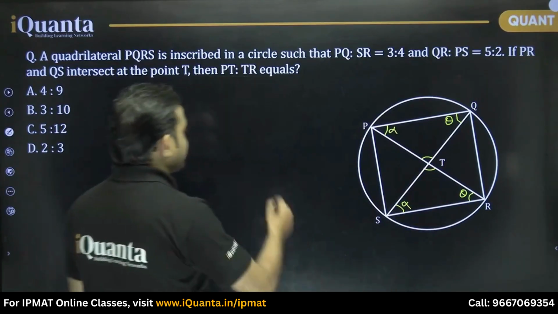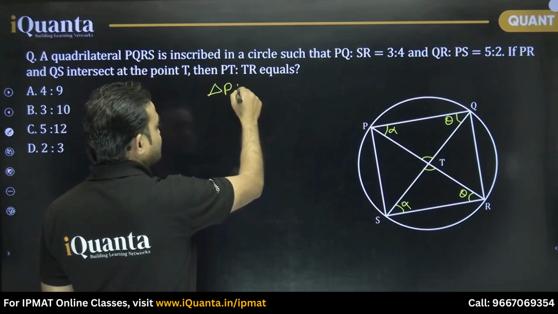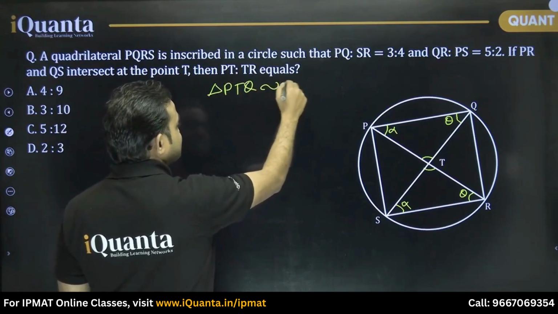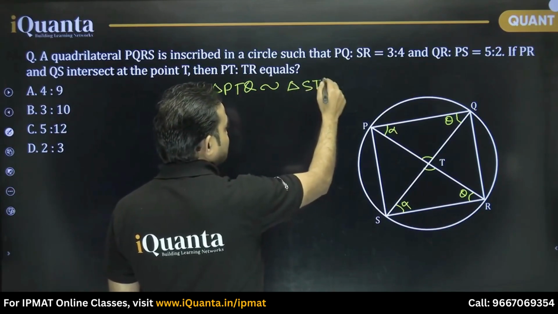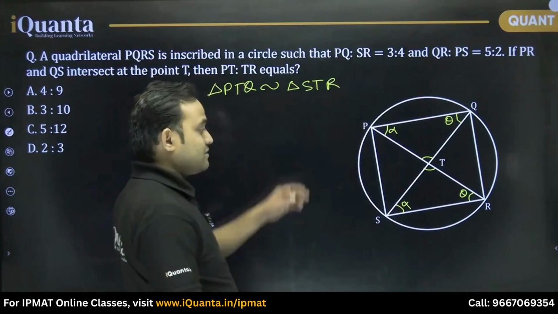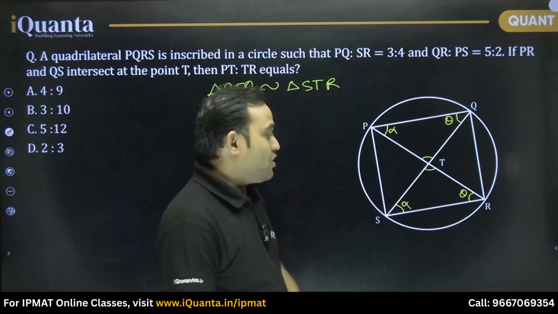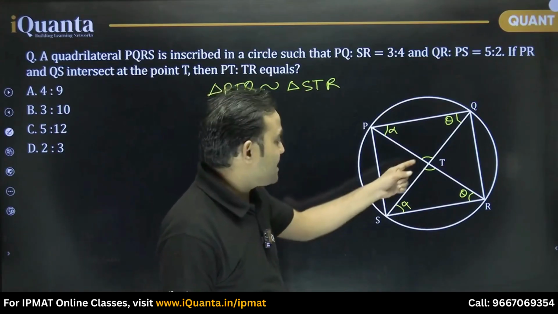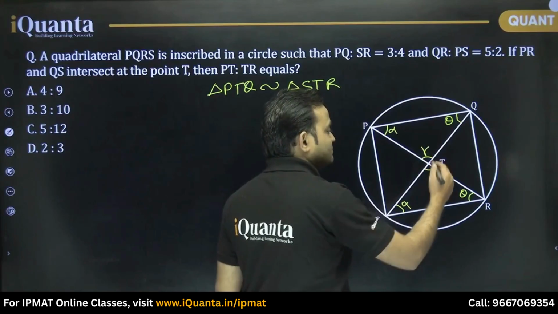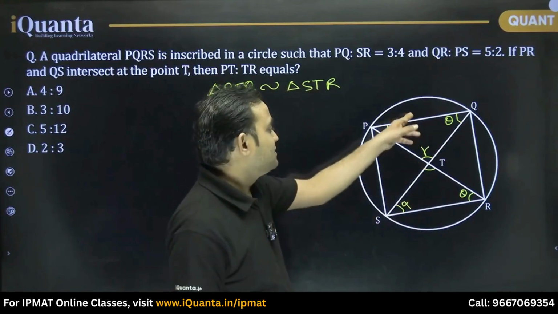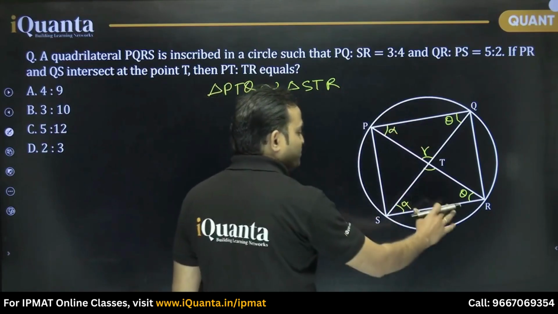So can we say triangle PTQ will be similar to triangle STR, right? Triangle PTQ will be similar to triangle STR. Now the side length, the ratio of side length opposite to this angle, let's say this angle is gamma, then opposite to angle gamma are in the ratio of 3:4. PQ is to PS.